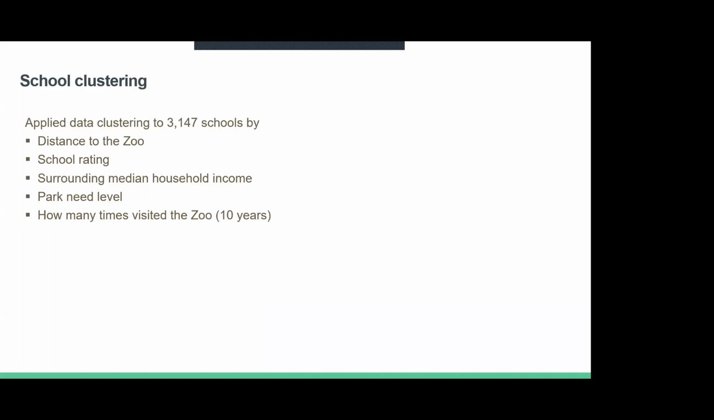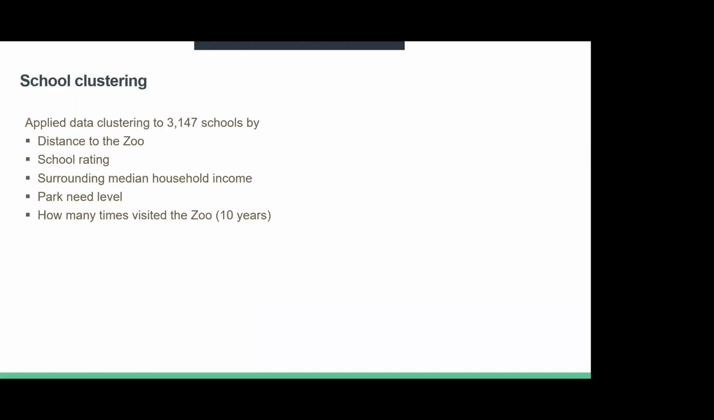So we then used the data analytic method called clustering, which we learned from Professor Zhang's course. We did this in a software called RapidMiner. Basically, what it does is group similar schools together by certain attributes of the schools we specified. So in this case, we input 5 variables.